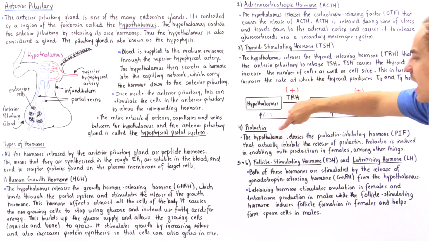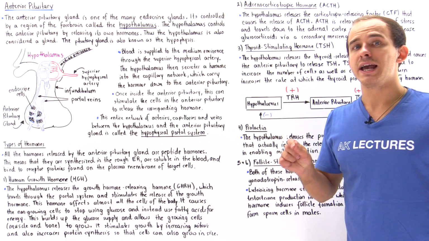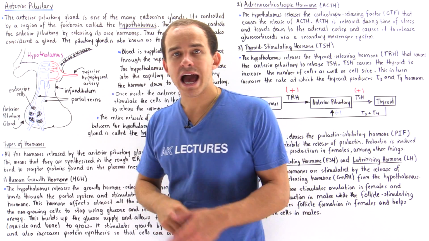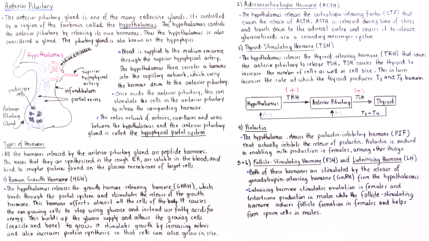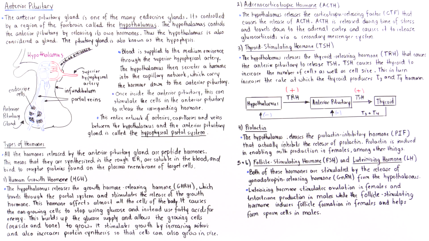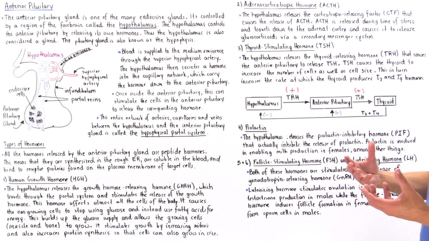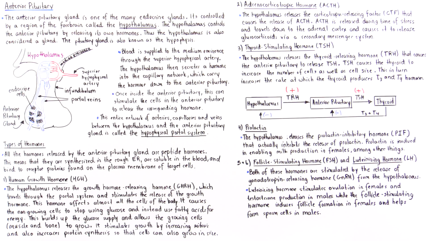So the hypothalamus releases the prolactin inhibitory hormone, or PIH. This hormone can be replaced with factor, so we have prolactin inhibitory factor. That's why this is also known as PIF. And this actually doesn't stimulate, it inhibits the release of prolactin. Now, as we'll see in the next several lectures, prolactin is involved in enabling milk production in females, among other things. It basically allows the process of lactation to take place.